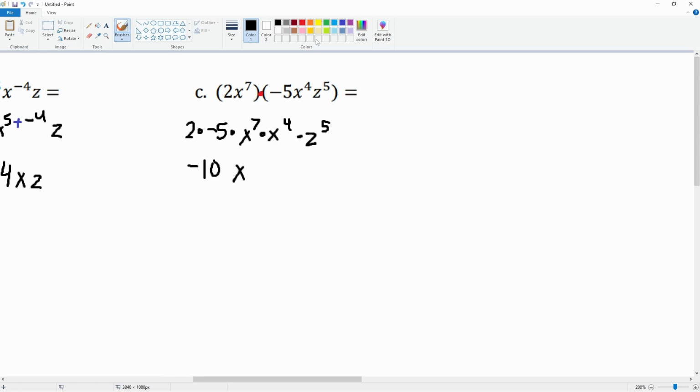My exponents for the x will add, so 7 plus 4. And then I have my z to the 5. So here I get -10 times x to the 7 plus 4, which becomes 11, and z to the 5th. So that would be my solution.